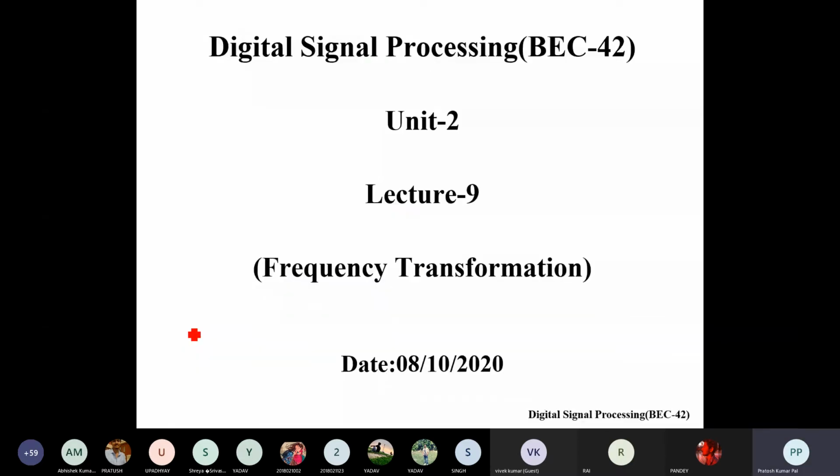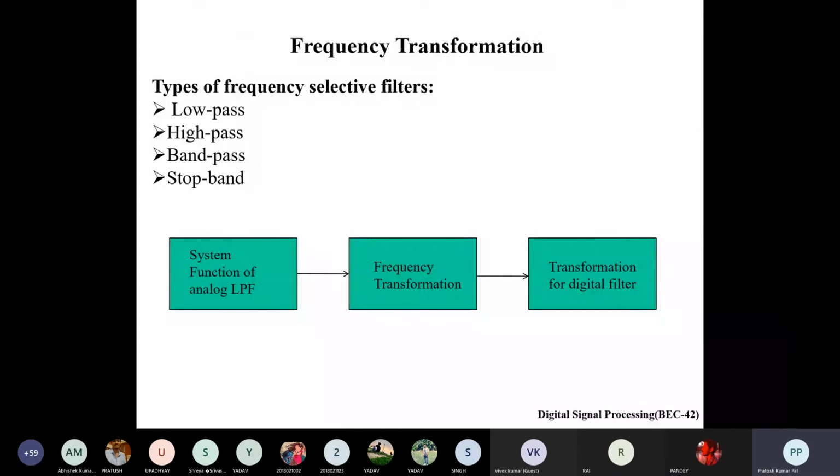So okay, the next topic is frequency transformation. Till now we have studied how we can design a low pass filter in terms of analog frequency. Once we have designed that analog low pass filter, we convert it to a low pass filter represented in digital form.